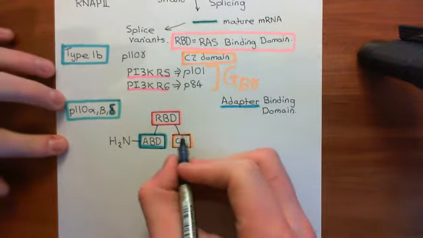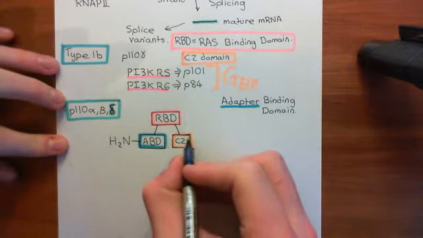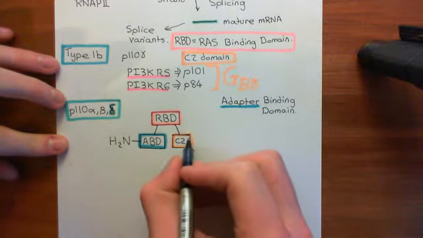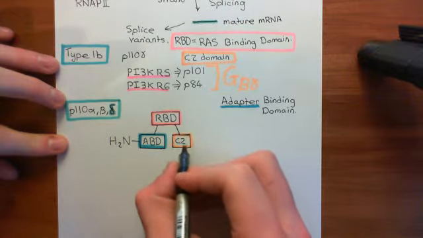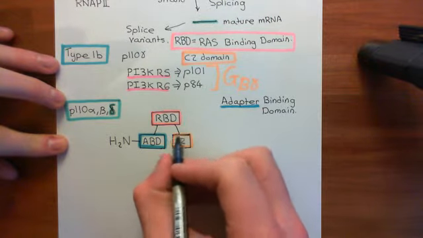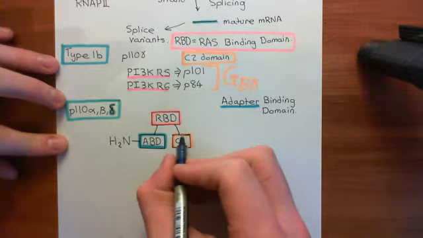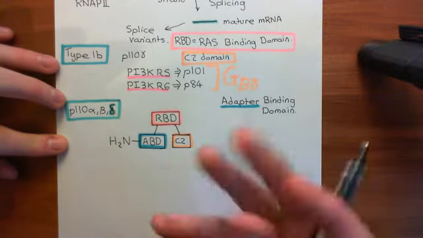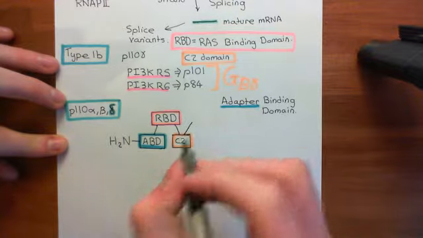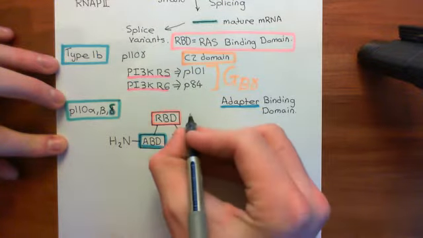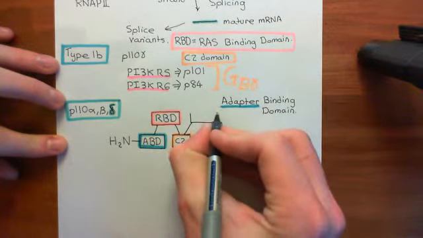Okay, and it's just a conserved domain that you find in a huge number of different proteins. A notable example is protein kinase C enzymes. Those have a C2 domain, so it's just a conserved structure that you can find within many proteins.